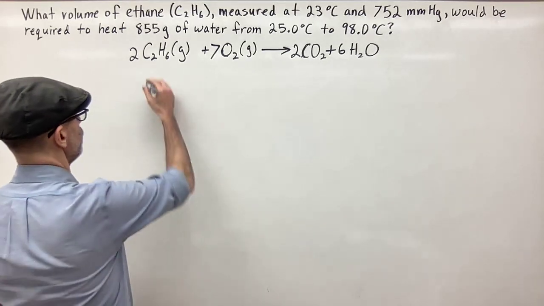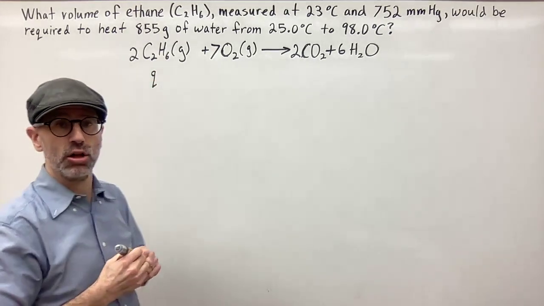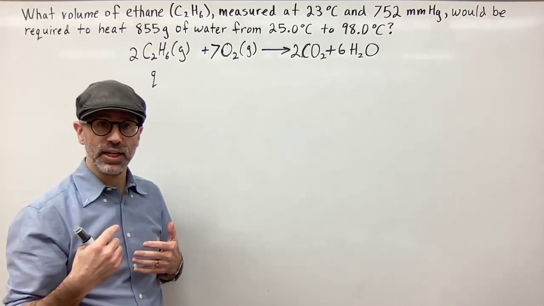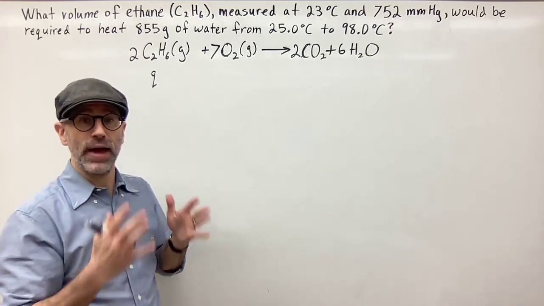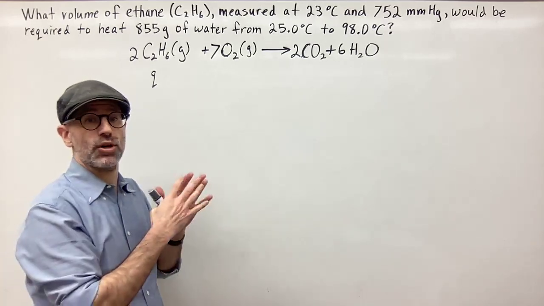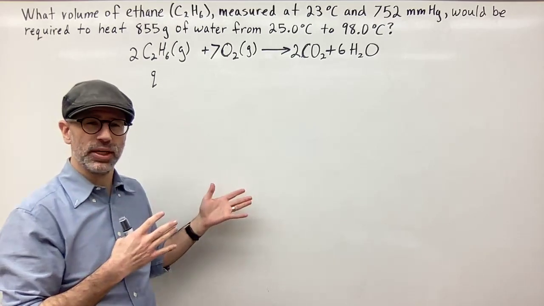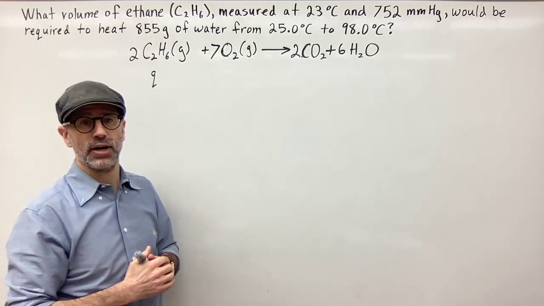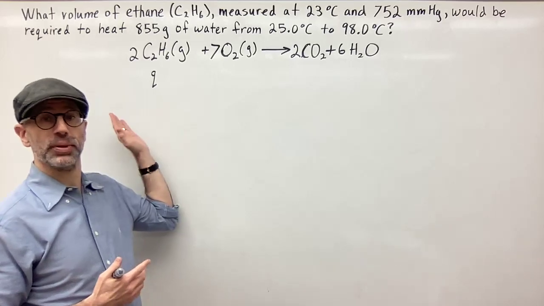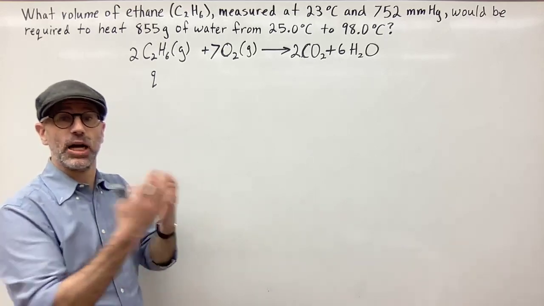So remember, you have to find all of the sources that are giving off heat and all of the sources that are absorbing heat, and set up the Q values for those, and then set them all equal to zero. We need to figure out what's absorbing heat, what's gaining heat, and what's giving off heat. So obviously, the reaction with the ethane is going to be an exothermic reaction. It's going to give off heat. We're burning this so that we can heat up the water.